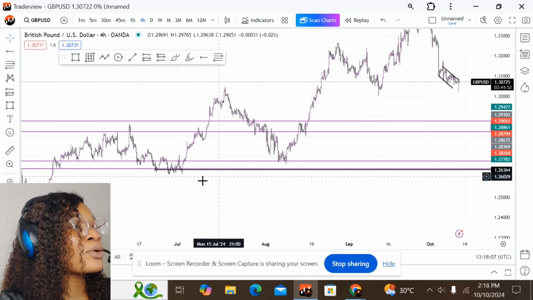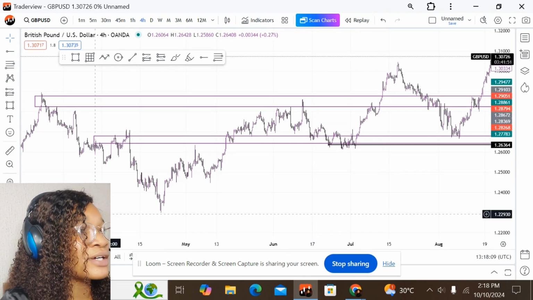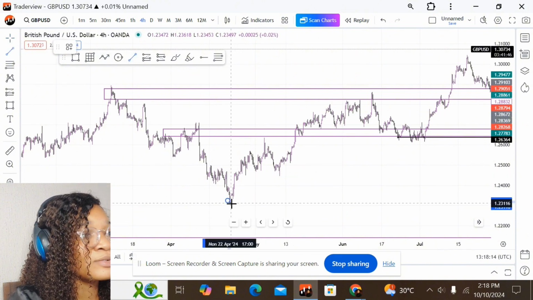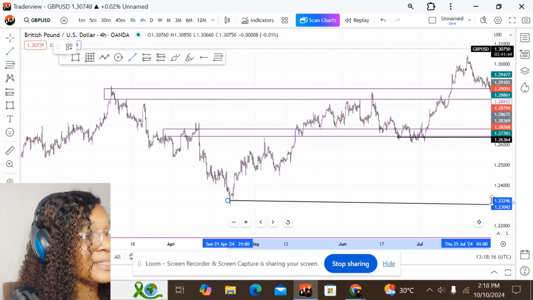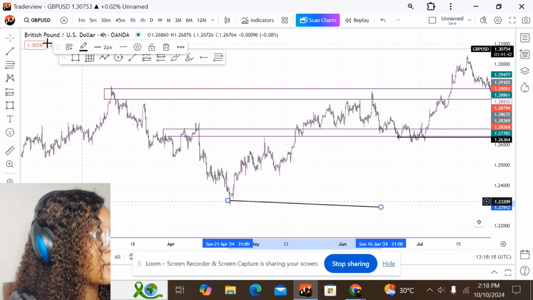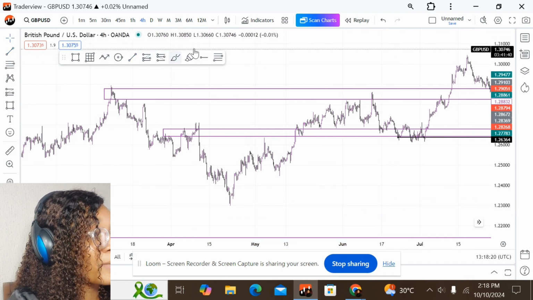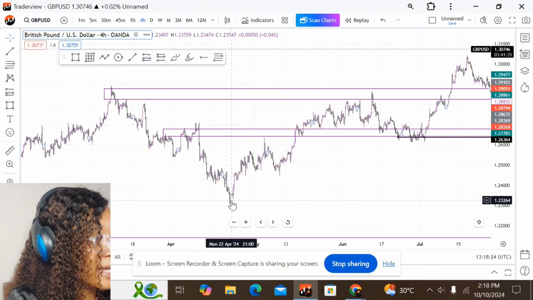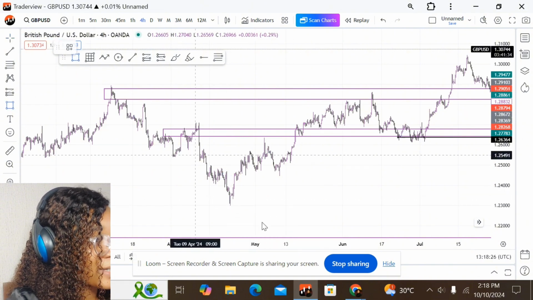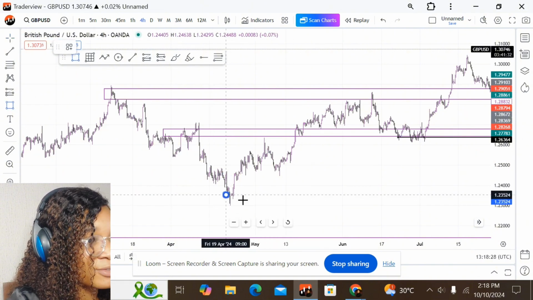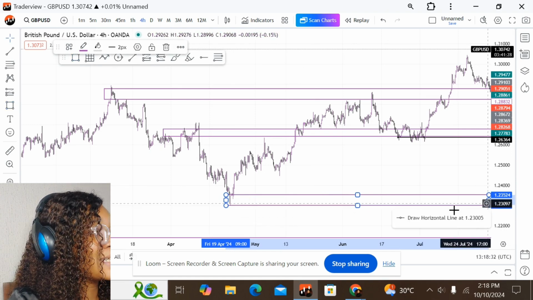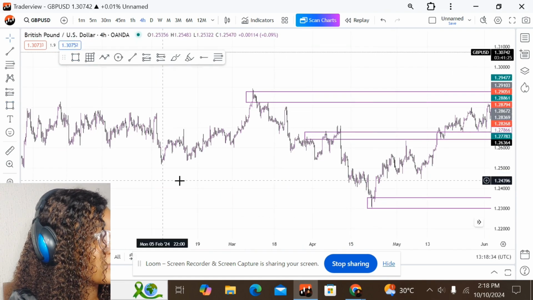All right, so for those who use it for entry models, this is also a support zone, even though it has not been tested another time. It is a zone where price bought from, right? It's the zone where buyers took charge of the market. It was at a discount for them to buy, and they kept buying, right? So you extend that into the future.